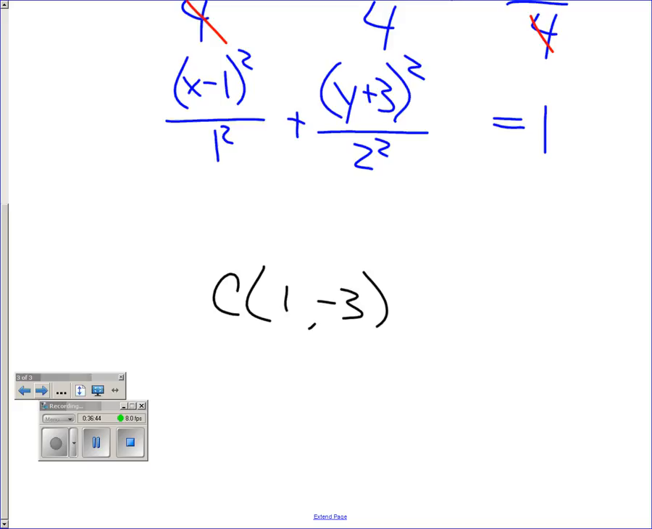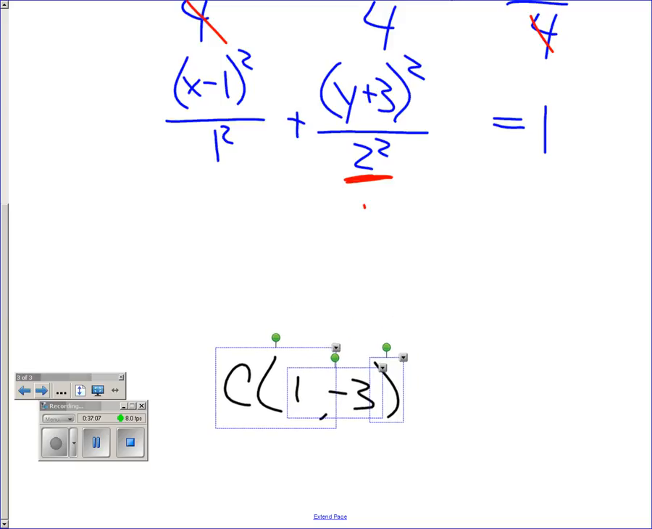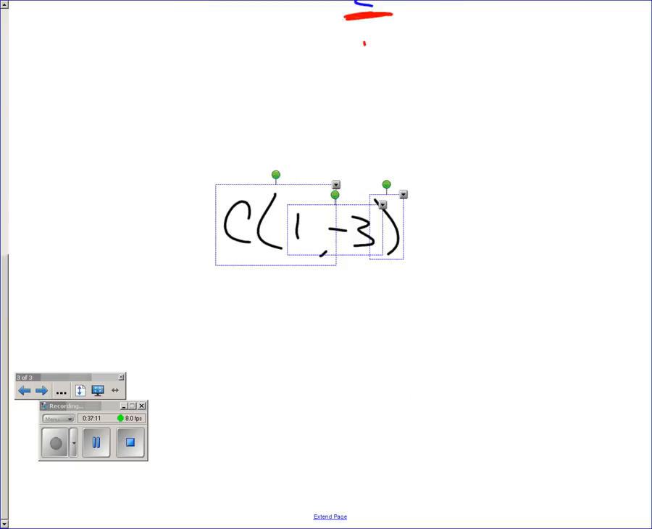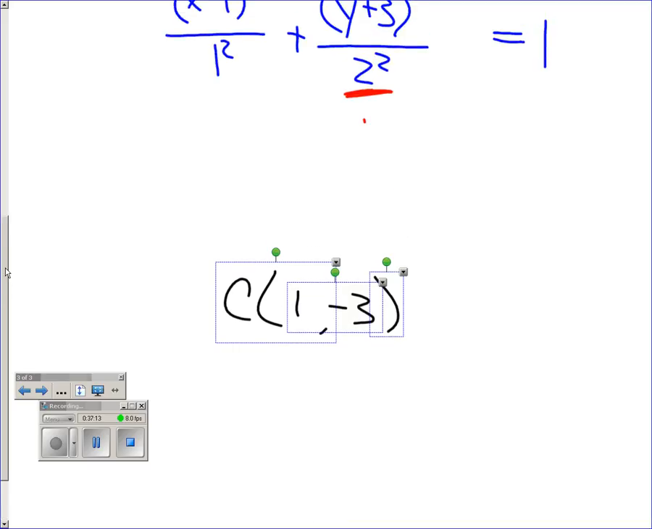Now, the second question is, which direction is this ellipse opening? Is it vertical or horizontal? It's vertical because this number right here is bigger underneath the y's. All right? So I'm going to move this down just a little bit because it's going to be kind of cramped. And let's add a little space to the page here.